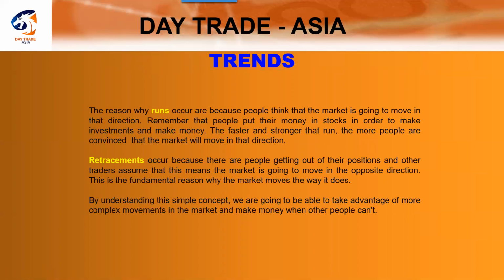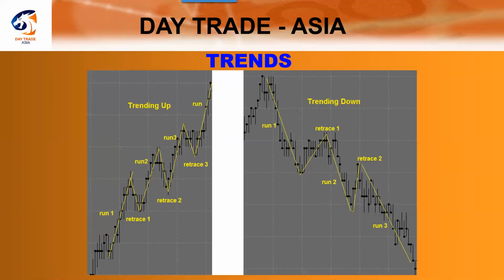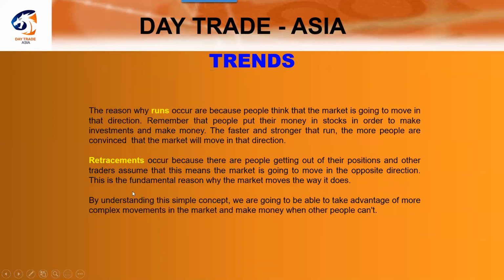So the reason why runs occur is because people think that the market is going to move in that direction. Remember that people put their money in stocks in order to make investments and make money. The faster and stronger that run, the more people are convinced that the market will move in that direction. Retracements occur. These are retracements, right? If we're going up, here's a retracement. Retracements occur because there are people getting out of their positions, like I mentioned before, and other traders assume that this means the market is going to move in the opposite direction.